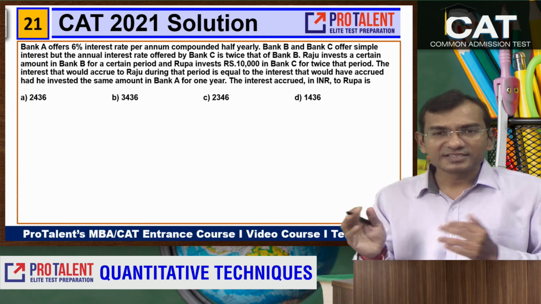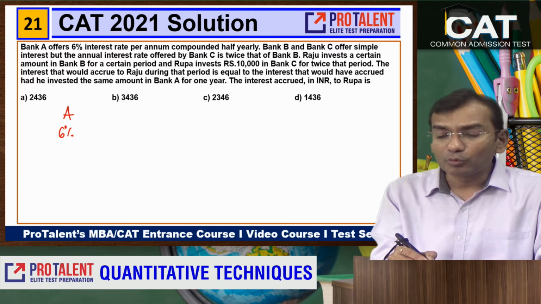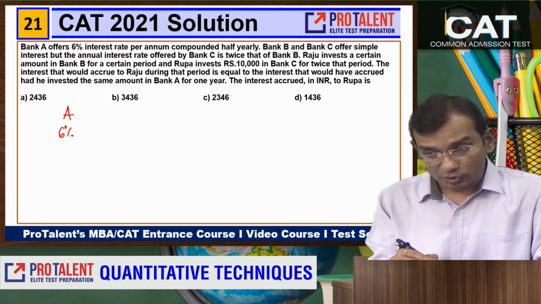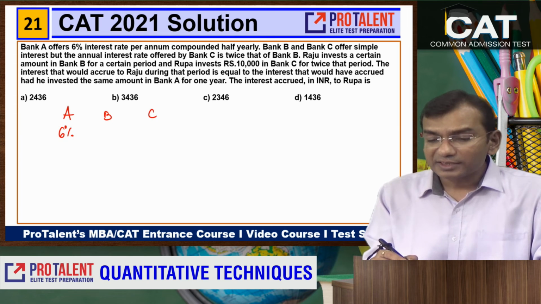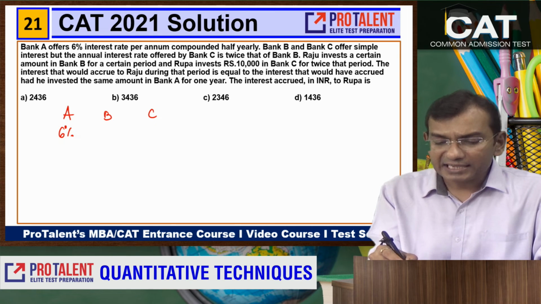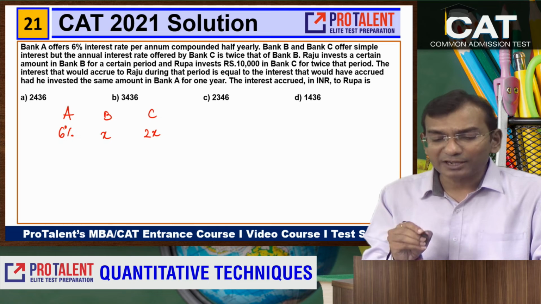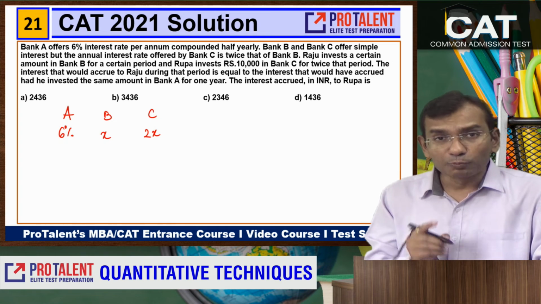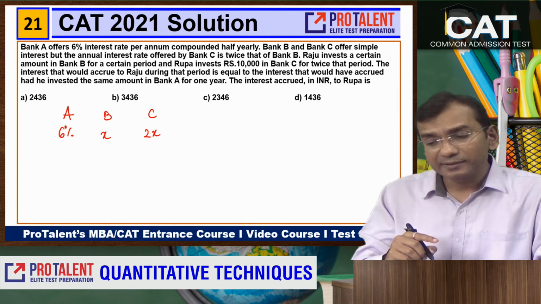बैंक A ऑफर्स 6% इंटरेस्ट रेट, and that is compounded half yearly. Okay, bank B offers simple interest rate. The annual interest rate offered by C is twice that of B. ये X है तो ये 2X है. Raju invests certain amount of money in bank B for certain period. Rupa invests 10,000 in bank C for twice that period.